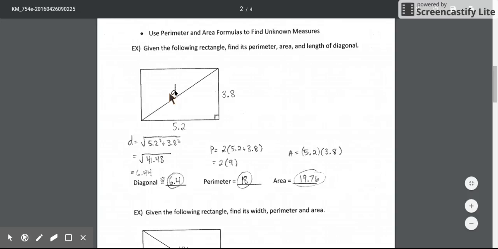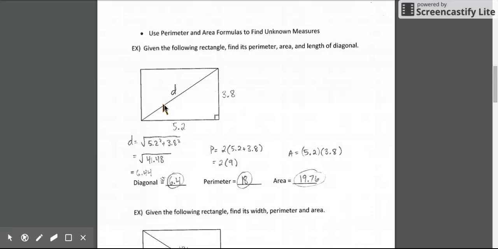To solve for this diagonal length, let's practice using the Pythagorean theorem. It's just the c part in our a squared plus b squared equals c squared. To solve for d, we're going to square root both sides. So we have the square root of a squared plus b squared. Or in other words, 5.2 squared plus 3.8 squared under the radical would give us 41.48. If we square root that, we get about 6.4.